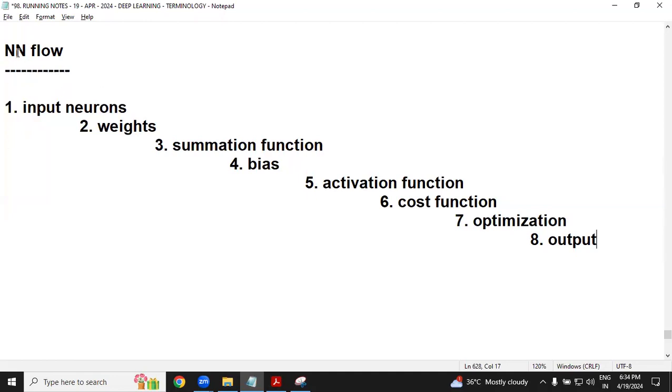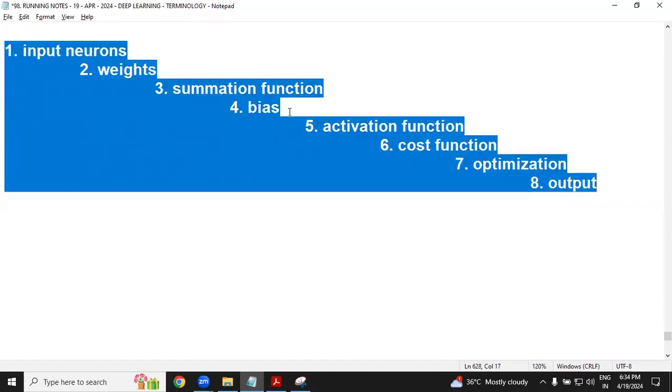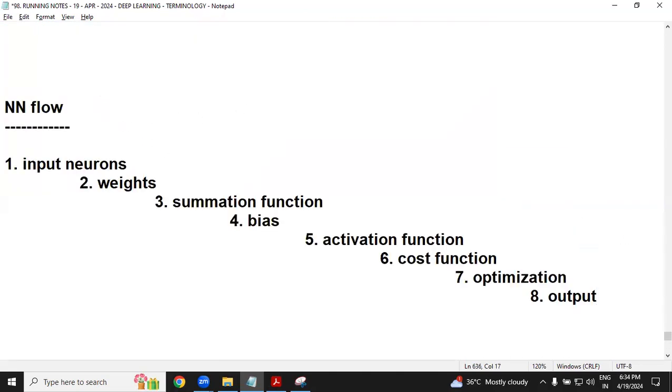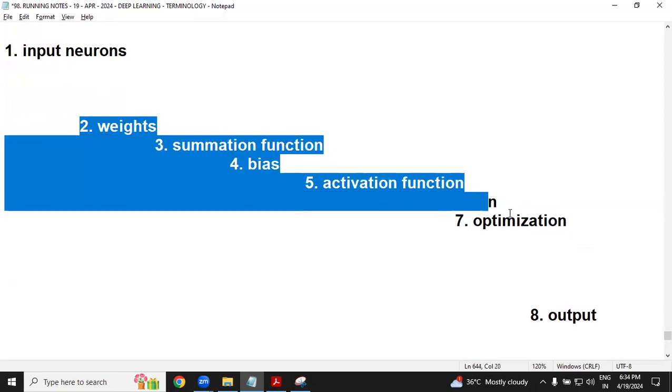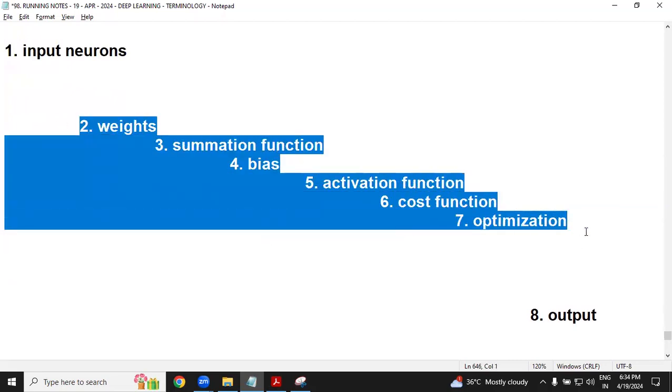But let me tell you, in real time, we know about only two things. Input neurons we know very well. Next one is output neurons. All these things are happening with the hidden layer. These are all things happening with the hidden layer process actually.